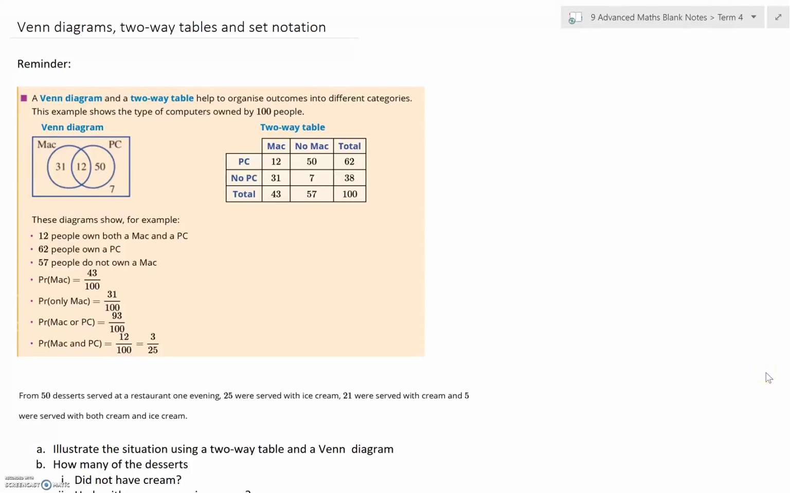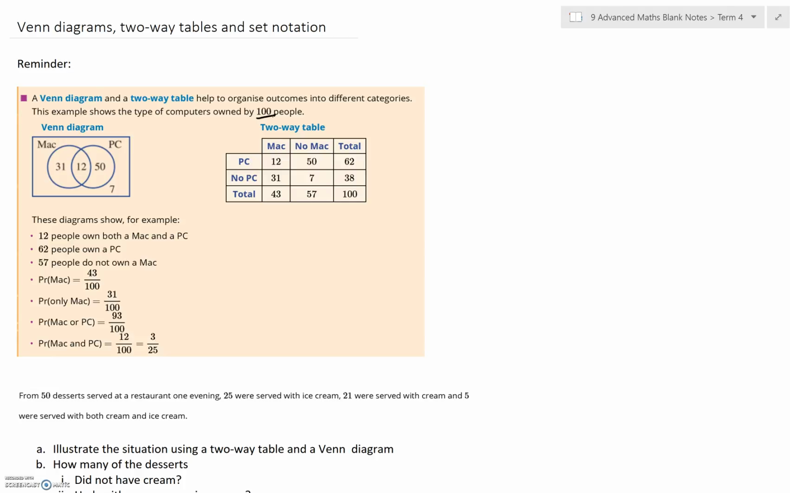Okay, so we're going to have a bit of a revision look at Venn diagrams and two-way tables. These are ways you can use to help organize outcomes from experiments or theoretical probability into different categories, which can help us find a bit more information about it. So we've got an example here that shows the type of computers owned by 100 people. Okay, so that's the total group that we're working with. And this information has been drawn into a Venn diagram and a two-way table, which you can see there.